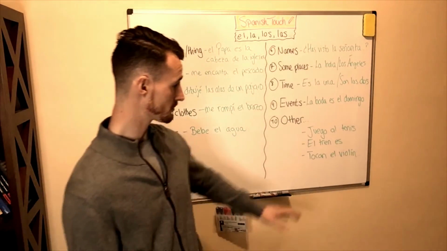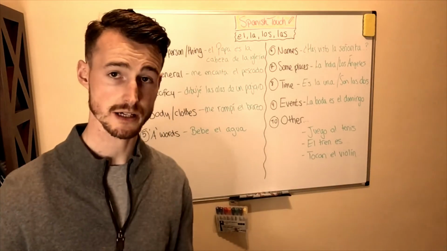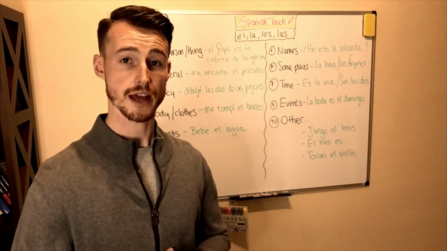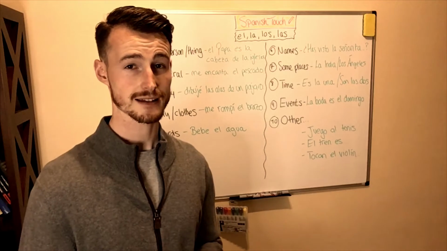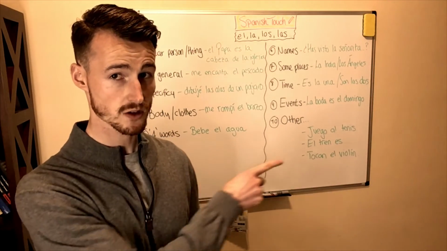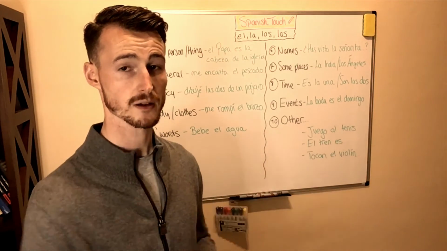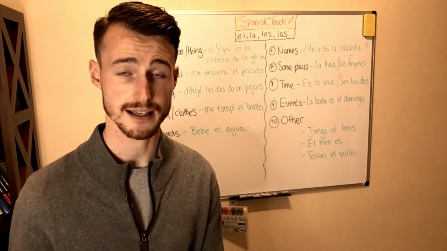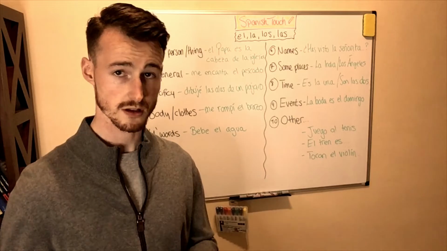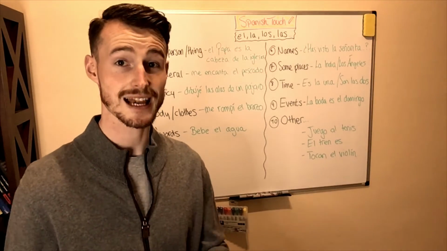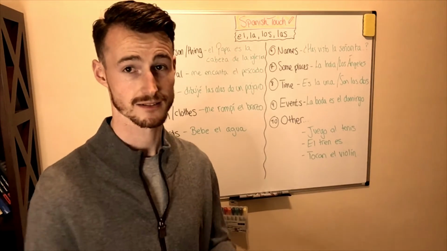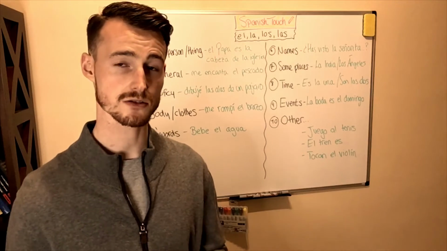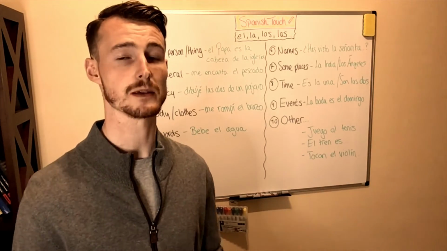And the last one is when we're talking about playing musical instruments. They play the violin. And remember, it's not juegan. No. To play a musical instrument is using the verb tocar in Spanish. Ellos, so they, tocan el violín. They play the violin. Ellos tocan el violín.